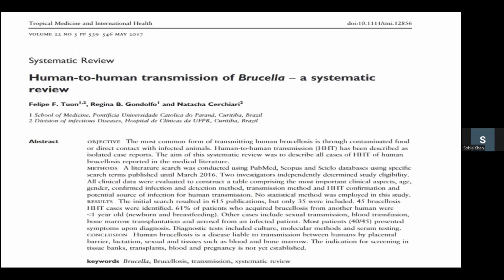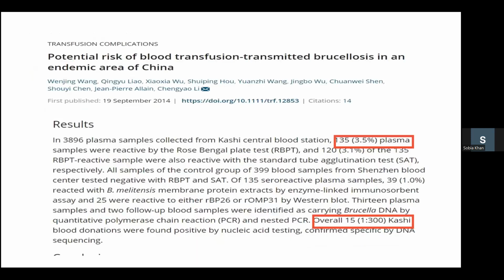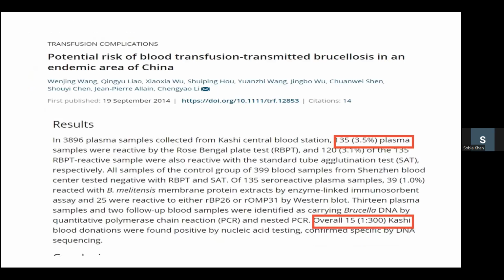These were a few studies that I could find about human-to-human transmission of Brucella, and it showed that only 45 Brucella human-to-human cases were identified, out of which only 5 were transfusion-related, and others were sexually transmitted or via bone marrow transplantation or infected aerosol from patients.